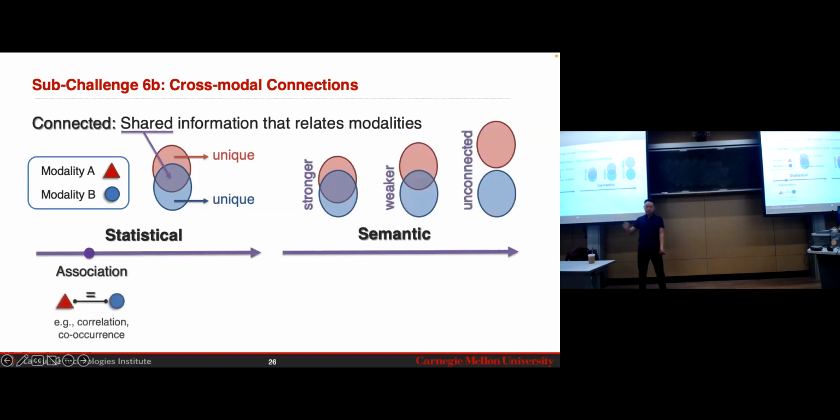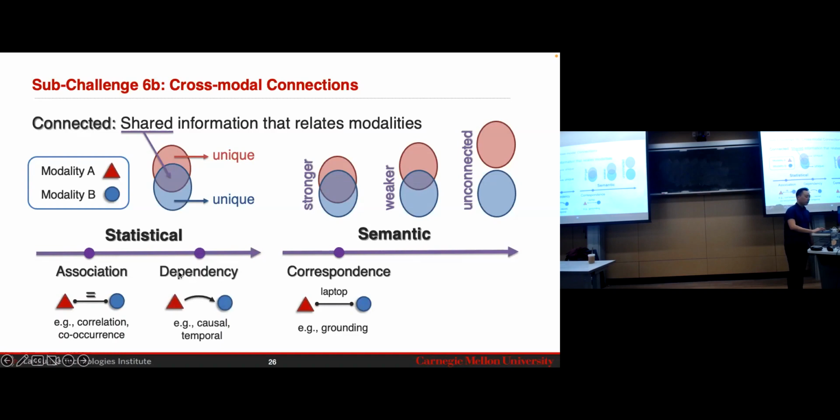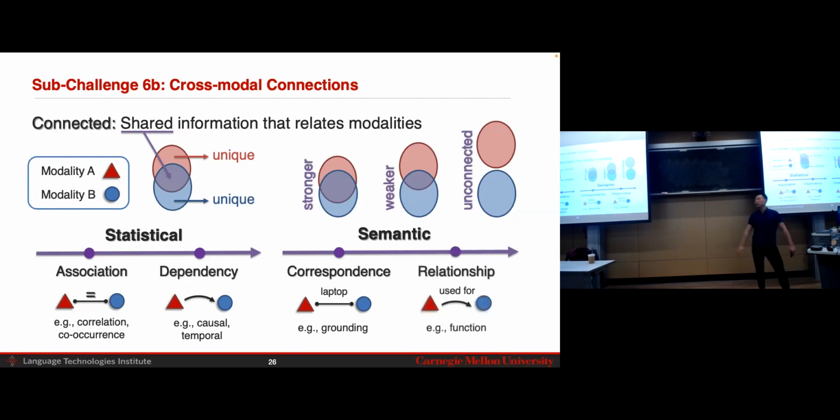And we also saw a few examples of what these relationships can be. From a statistical perspective, two items or two elements from two modalities could be associated because they co-occur. And from a semantic point of view, this basically refers to the fact that they actually correspond to the same underlying object. For example, laptop images and laptop descriptions co-occur at the same time. From a statistical perspective, you can also think of it as two modalities being dependent one on the other. You can go further than association. For example, one modality depending on the other, or one modality happening after the other. And likewise, for example, one modality could be used for the other from a semantic point of view.